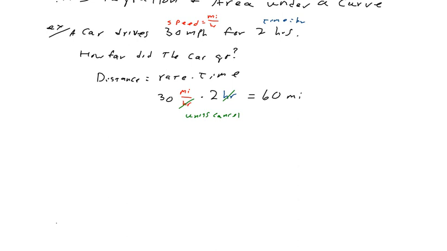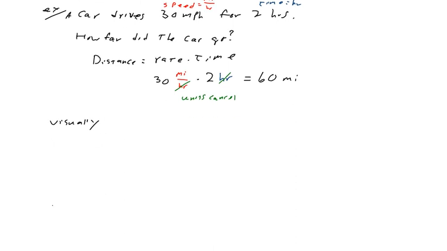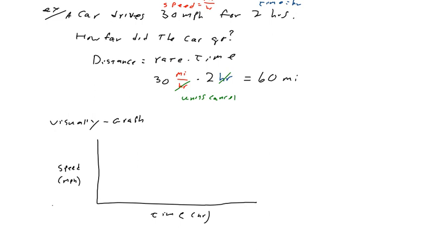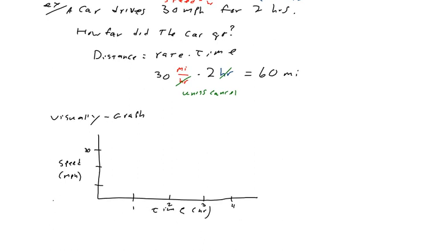If we were to look at this situation not just algebraically and with these words, but visually, this is what it looks like on a graph. We could look at this situation graphically. Here's a graph. I've got my speed on this side in miles per hour, and my time down here in hours. Here is 10, 20, 30, and here's 1 hour, 2 hours, 3 hours, 4 hours.